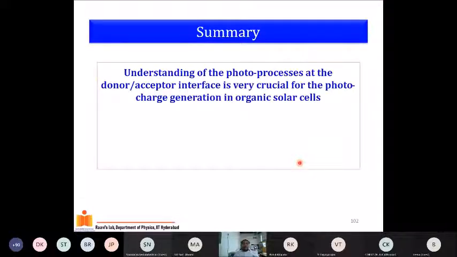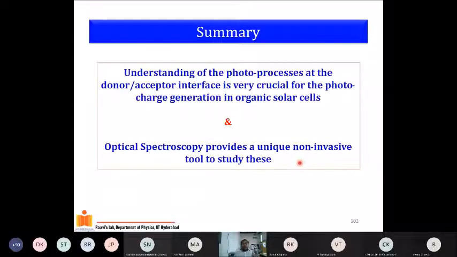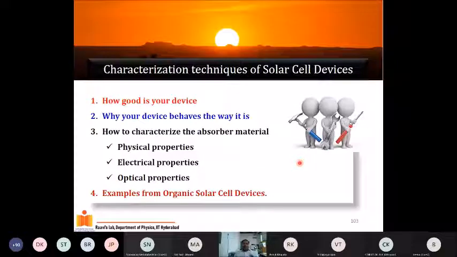Okay. So to summarize, I presented you that understanding of photoprocesses of donor acceptor interface is very crucial for the photo charge generation in organic solar cells, and optical spectroscopy provides a unique non-invasive tool to study this. Okay. And the overall summary of the entire presentation today is that we have discussed the various characterization techniques of solar cell devices. We explained ways to find out how good is your device. We discussed why your device behaves the way it is in terms of characterizing. Okay, what are the characterization we put?